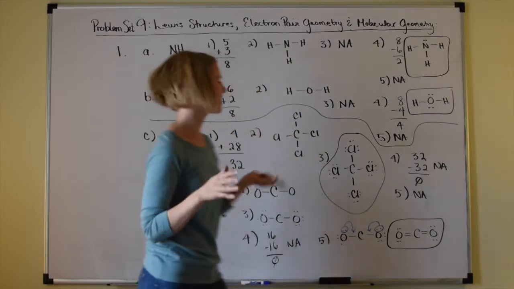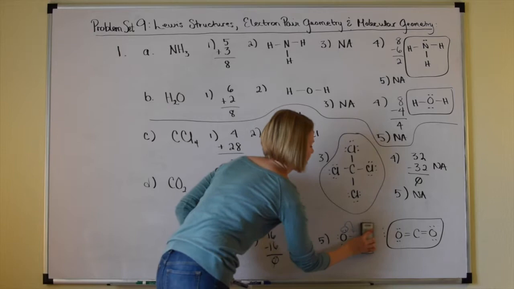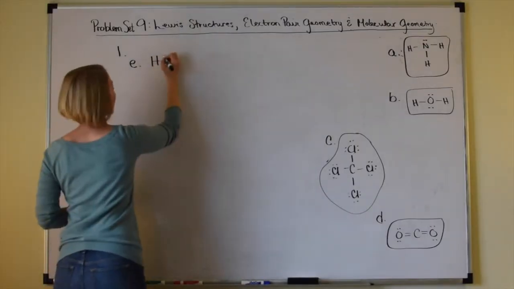All right, so we're going to need these Lewis structures for number 2. So I'm going to erase everything except our final answers here. Okay, E, hydrogen cyanide.